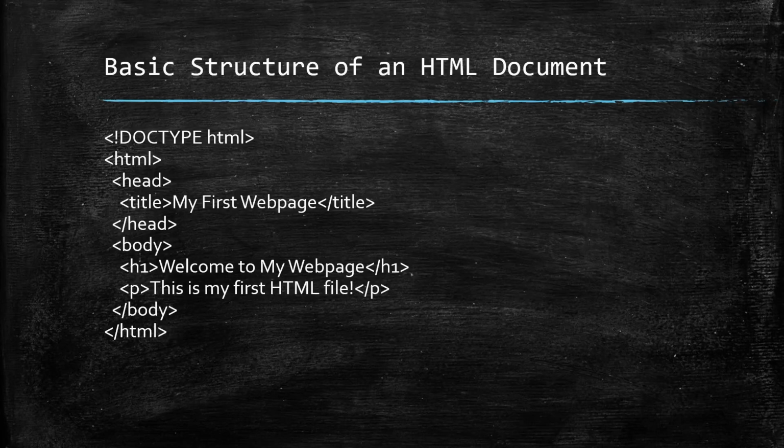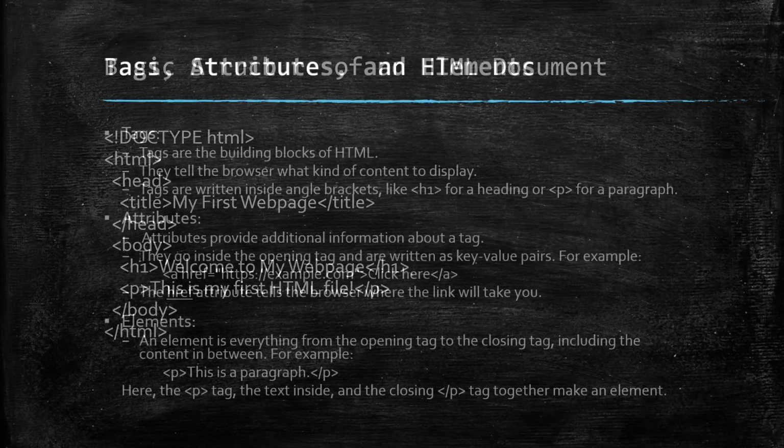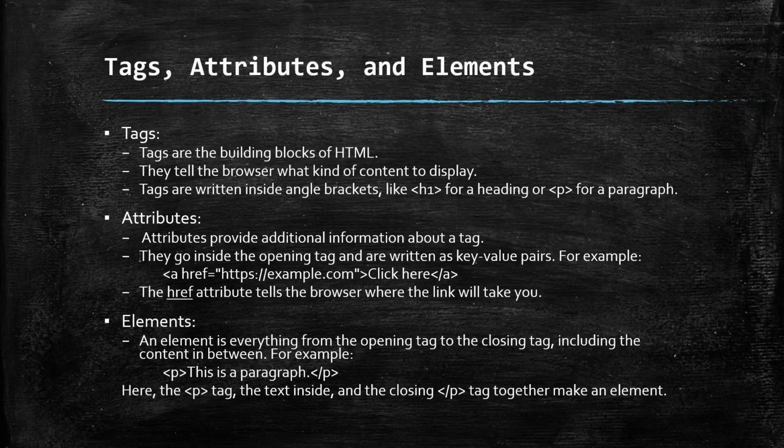Now let's talk about the three key concepts in HTML: tags, attributes, and elements. These terms will come up often, so it's important to understand them. Tags. Tags are the building blocks of HTML. They tell the browser what kind of content to display. Tags are written inside angle brackets, like H1 within the angle brackets for a heading, or P within the angle bracket for a paragraph.